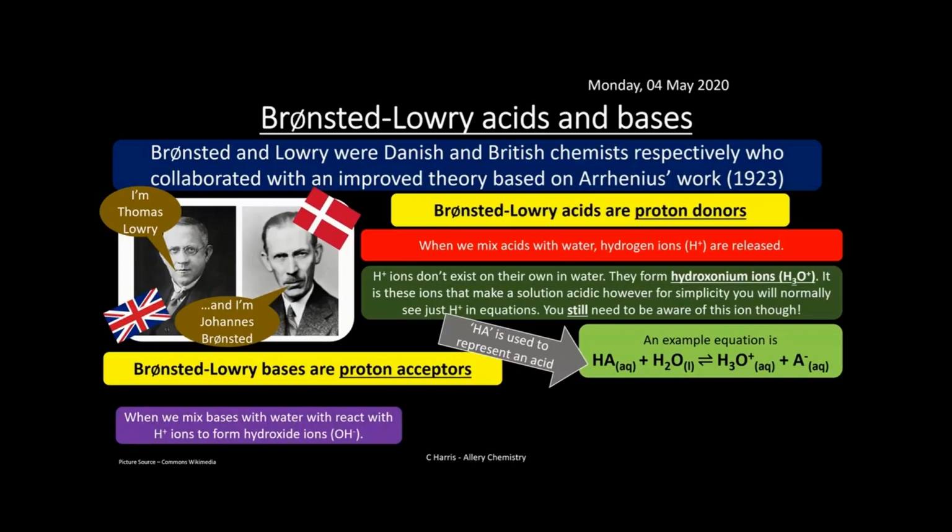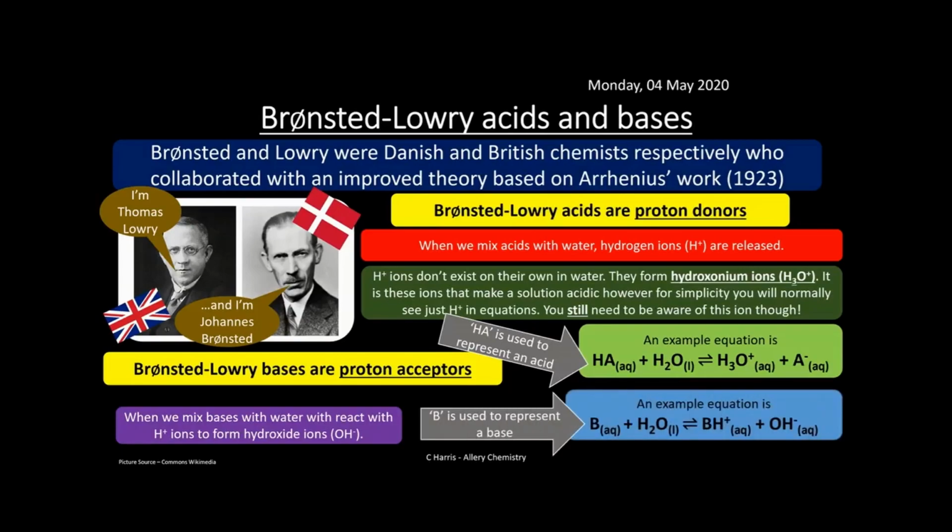So when we mix bases with water, they react with the H plus ions to form hydroxide ions, that's OH minus ions. An example is when you react a base with water, as you can see here, that produces BH plus and OH minus. That solved the problem with the ammonia, because ammonia doesn't have OH minus ions, but it's actually the ammonia reacts with water to form the OH minus ions, and indeed so do other bases as well.